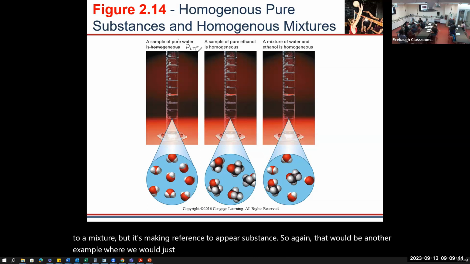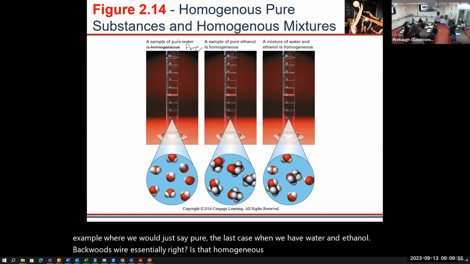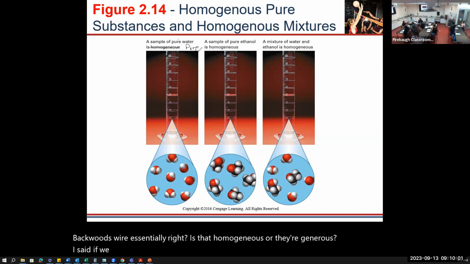The last case, when we have water and ethanol, vodka with water, essentially, right? Is that homogeneous or heterogeneous? If we have vodka and water, which is just water and ethanol, then is it homogeneous or is it heterogeneous? Homogeneous. Okay.